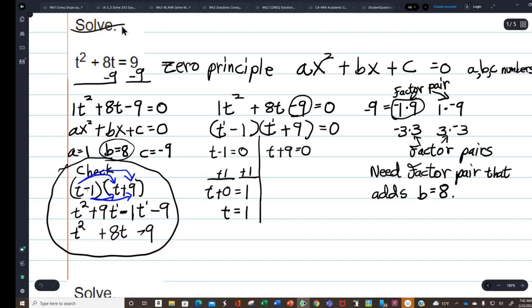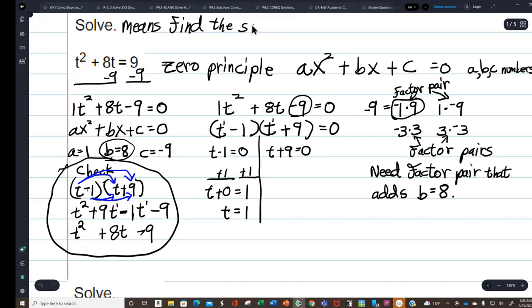That's what solve means. Solve means find the solutions. One of the solutions, okay, let's make an answer box. One of the solutions is positive 1. T equals 1. And in my math lab, you'll see T equals and then an answer box.